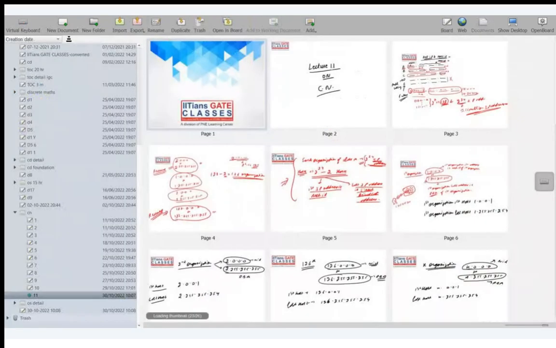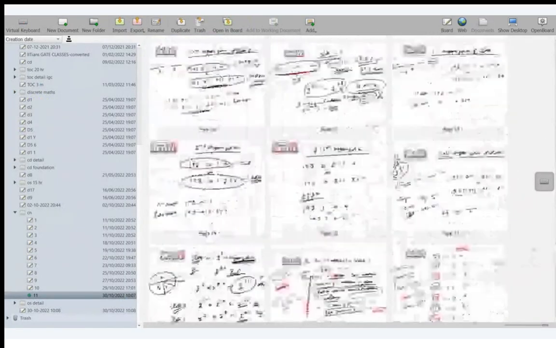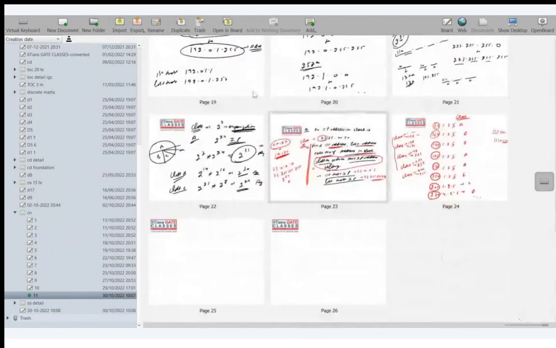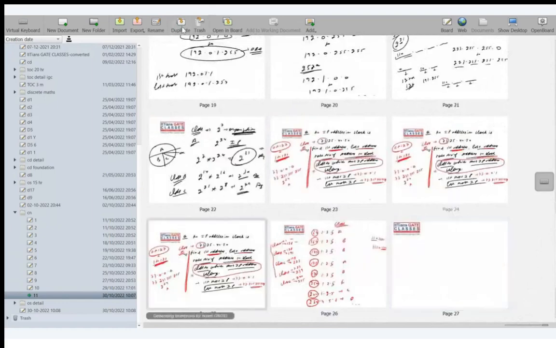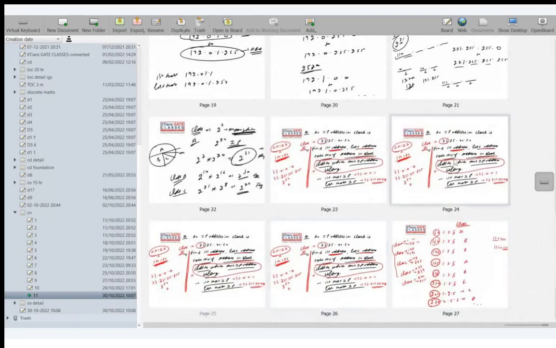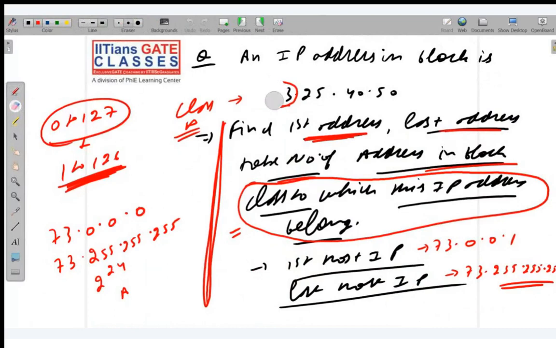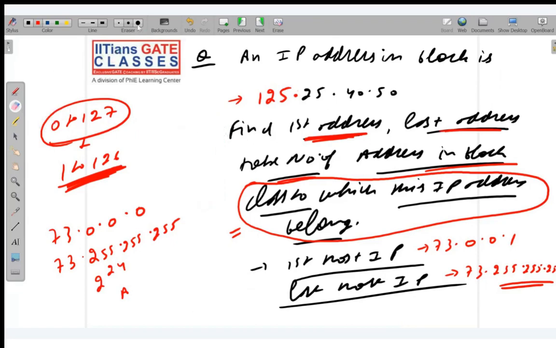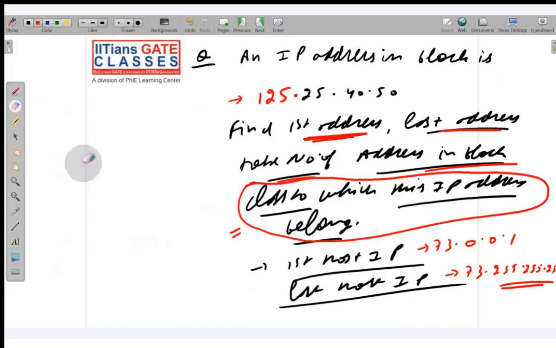So now, just to save time, let me copy this slide. I will simply change it here. I will say 125.25.40.50. Same scenario, you try to answer this. All these are the same questions. So first of all, you should answer this. Class to which this IP address belongs? Class A or class B or class C?